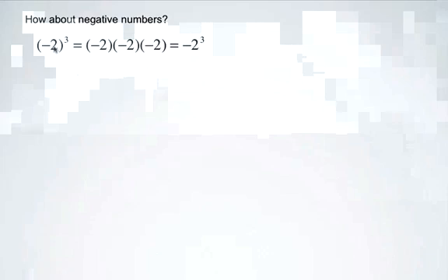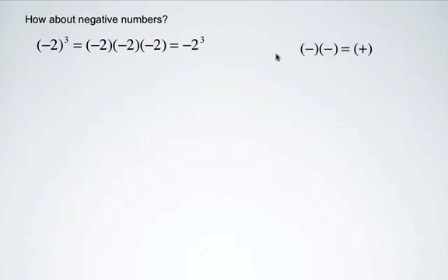How about negative numbers? Negative 2 to the exponent 3, or negative 2 cubed, is equal to negative 2 times negative 2 times negative 2. That's negative 2 to the 3. Negative times a negative is a positive. Here's a negative taken away. These two make a positive. And this returns it back to negative again.